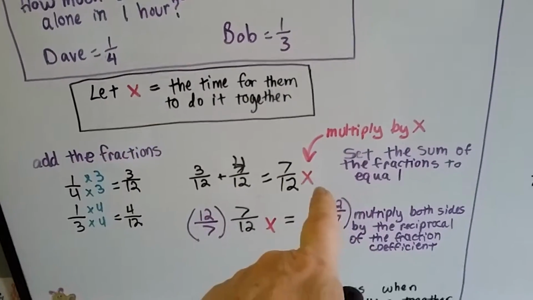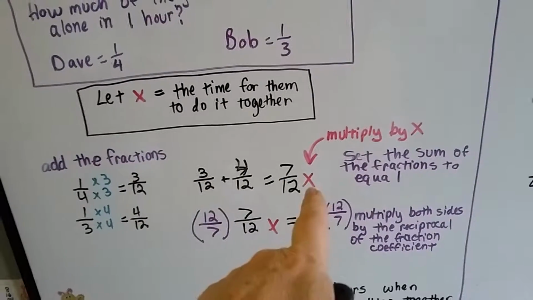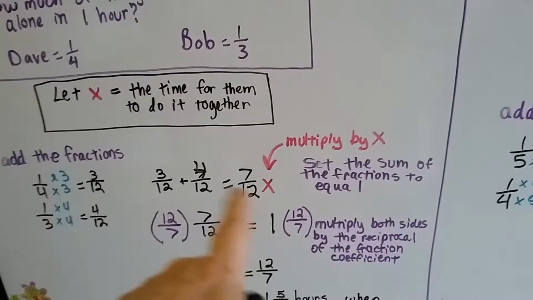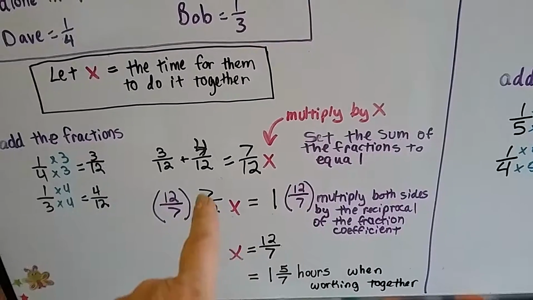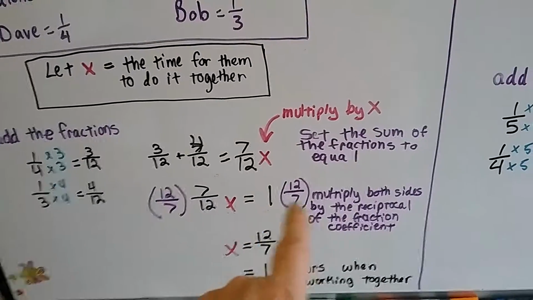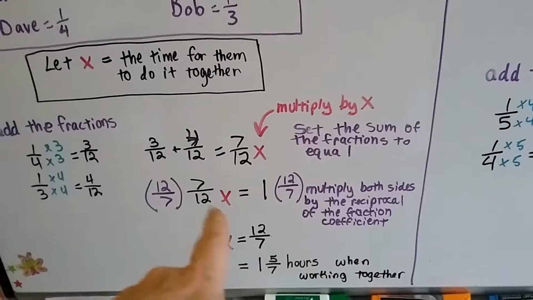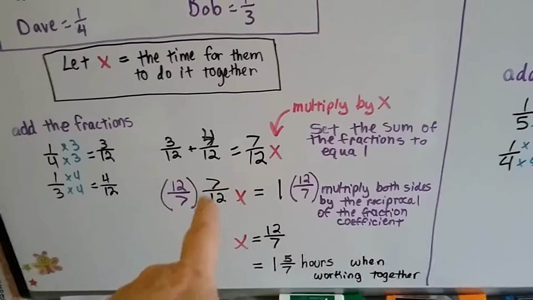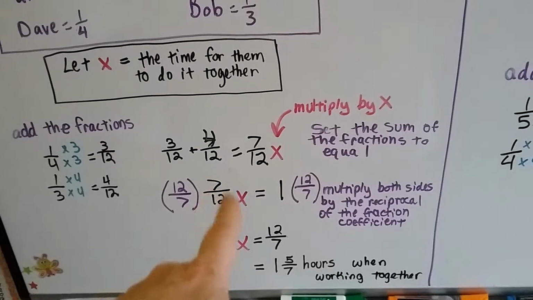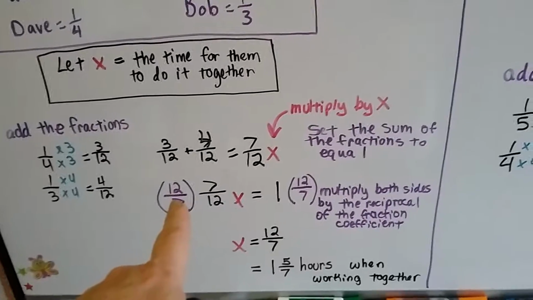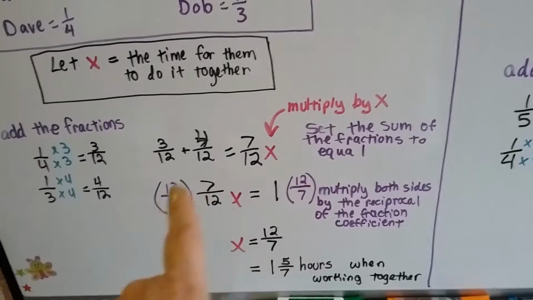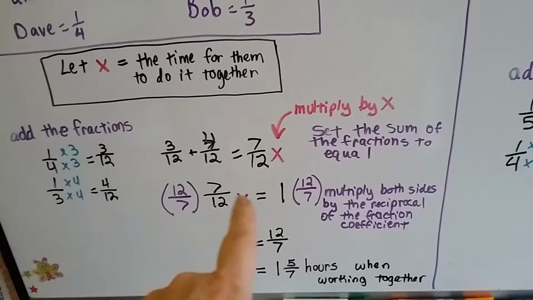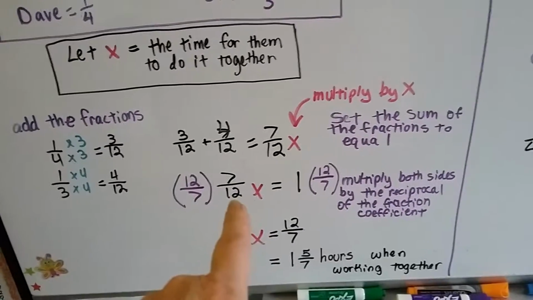Now we're going to multiply it by the x, the time for them to do it together. 7/12 x. We're going to set the sum of the fractions to equal 1. So 7/12 x equals 1. Now, in order to get rid of this 7/12 fraction, we need to multiply both sides by the reciprocal of the fraction coefficient. Remember, the reciprocal means flipping the fraction upside down, like 12/7, and we multiply it by that on each side. And a fraction coefficient is just a coefficient that's in front of a variable. It's a number in front of a variable.